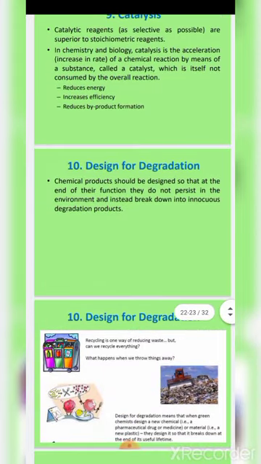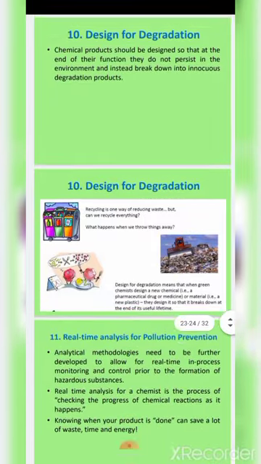And the 10th one is design for degradation. Chemical products should be designed so that at the end of their function they do not persist in the environment and instead break down into innocuous degradation products. It means if a chemical product is made, it should be degraded in the environment. It should not cause harm to the environment.